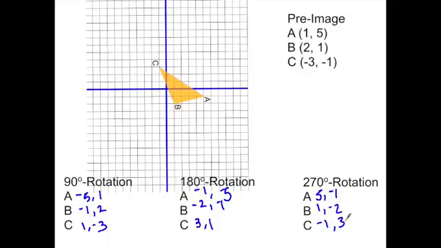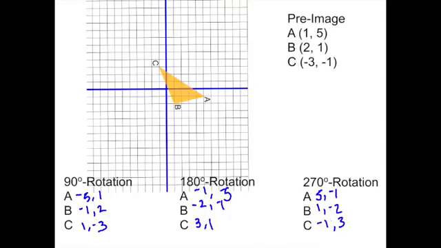And if you remember our rule, we switch the x and y's, and change the sign of our original x. So again, we start with a +1, make it negative, so we're changing the sign, and then put it where the y was. So that gives us (5, -1). The same rule applies for our B. We started at (2, 1). Now we're at (1, -2). And our C, which is at (-3, -1), now it's at (-1, +3).